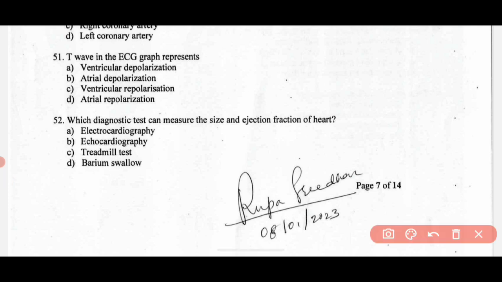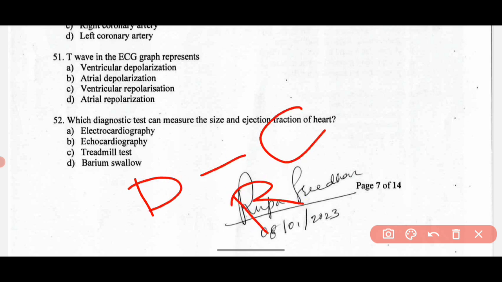Question number 51. T wave in the ECG graph represents what? Here they have given the options: ventricular depolarization, atrial depolarization, ventricular repolarization, atrial repolarization. First, you should know the meaning of depolarization and repolarization. Depolarization means contraction and repolarization means relaxation. Depolarization means the contraction is going to take place, and repolarization means relaxation is going to take place.